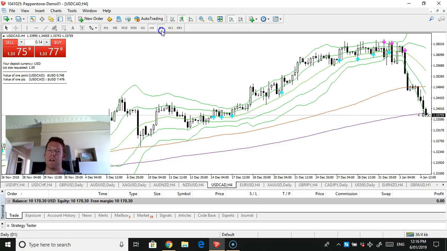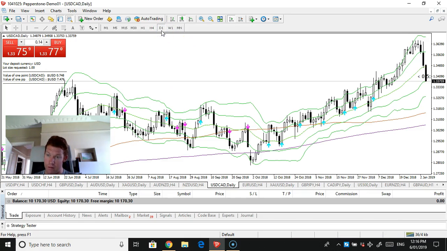But it's interesting. The jobs data that came out didn't really affect this. It closed, as you can see, very weak on the daily chart.